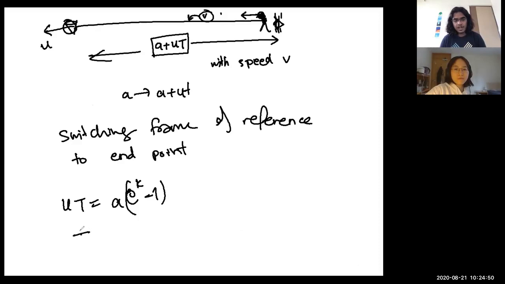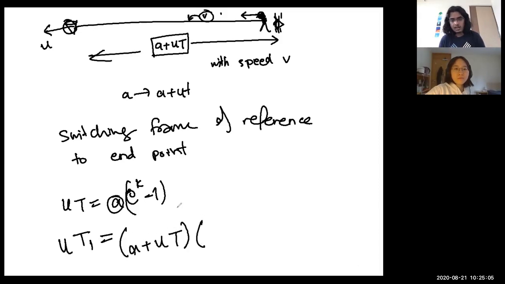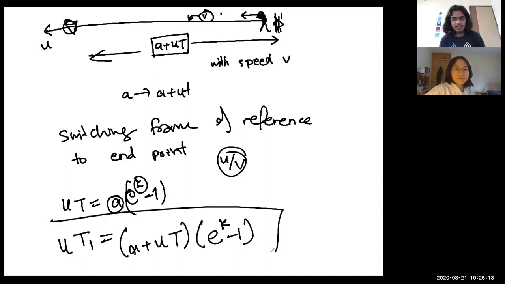And now we're supposed to find out the time t1, which is the time to return. So using the same equation, you know that ut1 will be equal to the initial length. Initial length is a plus ut. And k, as we would remember, is u over v, which is the same in both the problems. So it's e to the k minus 1 again. And that's the other answer. That's the time it takes to return from this point to this point. Did everyone follow that logic?